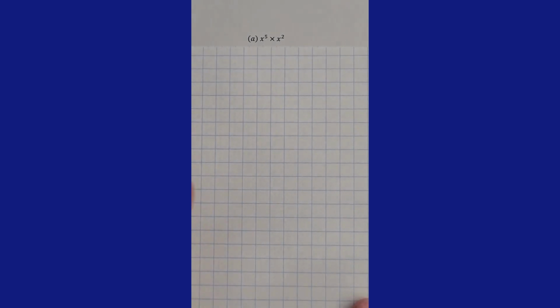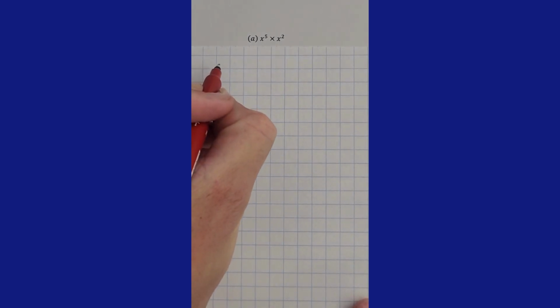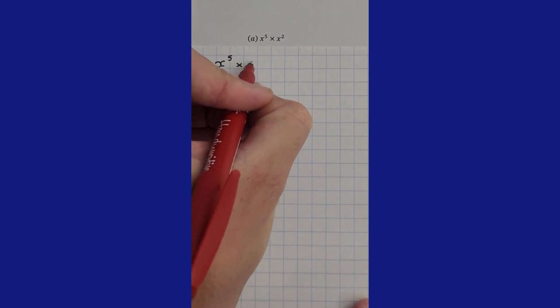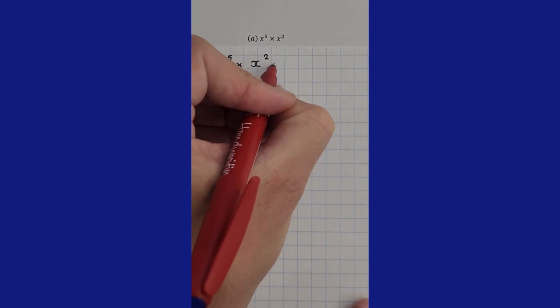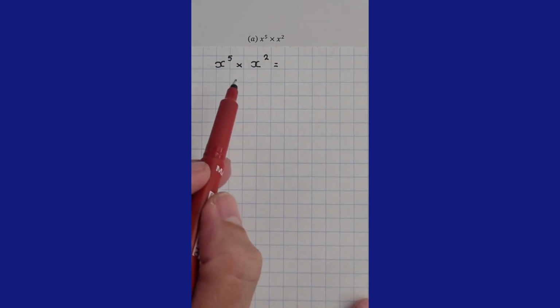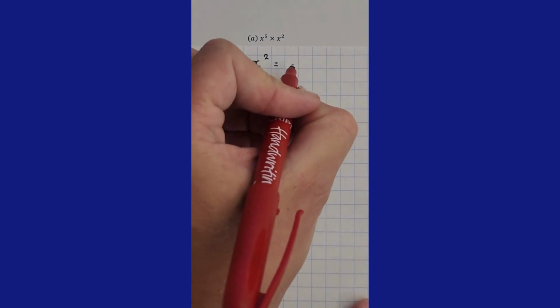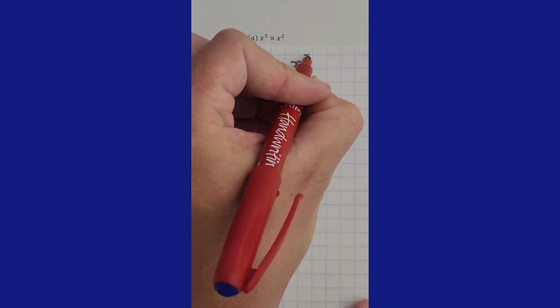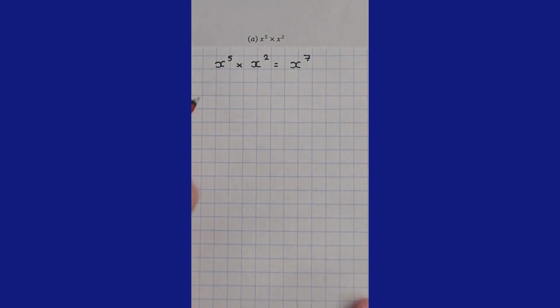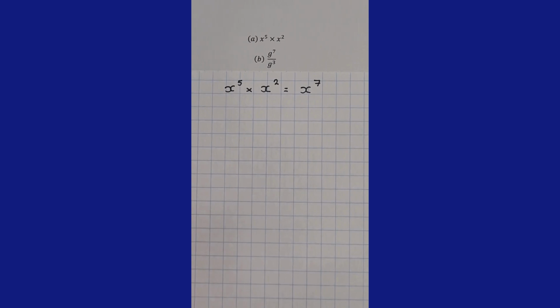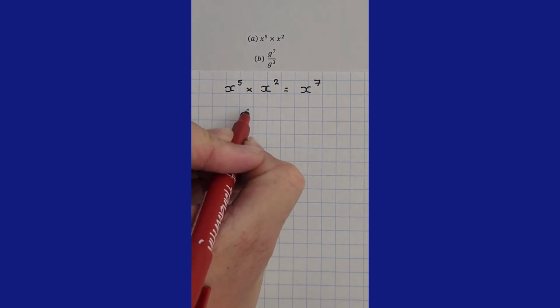We can see here, what we're doing is we are multiplying those powers. So we are doing x to the power of 5 and we are multiplying it by x to the power of 2, or x squared. Now we've said the rule for multiplying powers is that we simply add them. So 5 plus 2 is going to give me 7. And it's that straightforward.